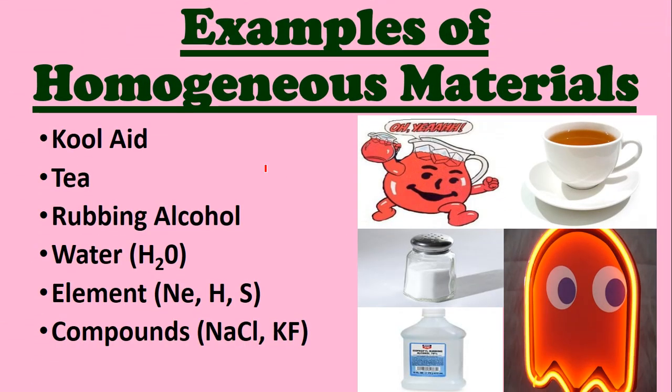So some examples of homogeneous materials. Kool-Aid, you can't see all the stuff making up Kool-Aid. Tea, you can't see all the stuff making up tea. Rubbing alcohol. Water. Elements like neon, hydrogen, sulfur. Even compounds like NaCl, which is salt, or KF, potassium fluoride. That is a salt as well. They're all homogeneous because we can't see all the different stuff making them up.